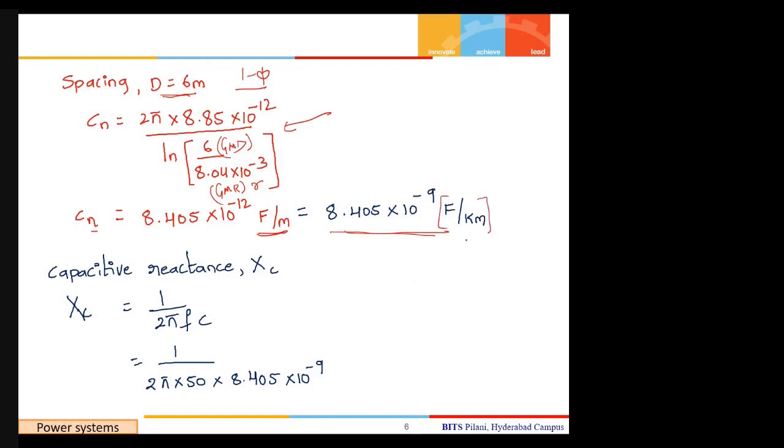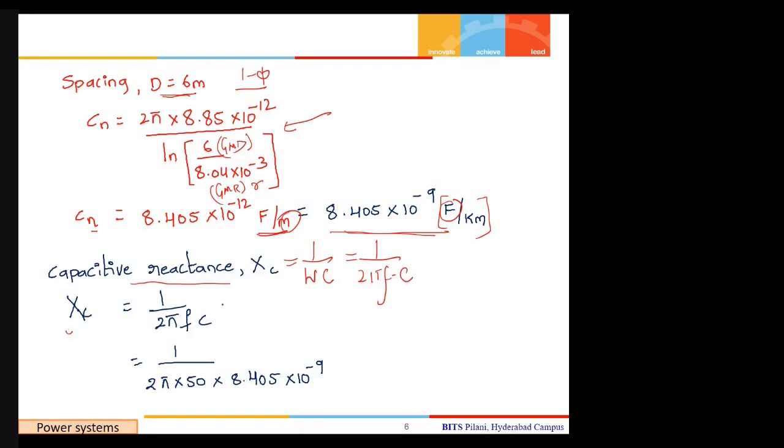So the bigger unit is in kilometer, we have to obtain. So meter has to be converted into kilometer. Then here the unit is in farad per kilometer. We have to obtain the capacitive reactance. So Xc is equal to 1 by omega C, where omega is equal to 2 pi f. So here we will get the value of Xc.